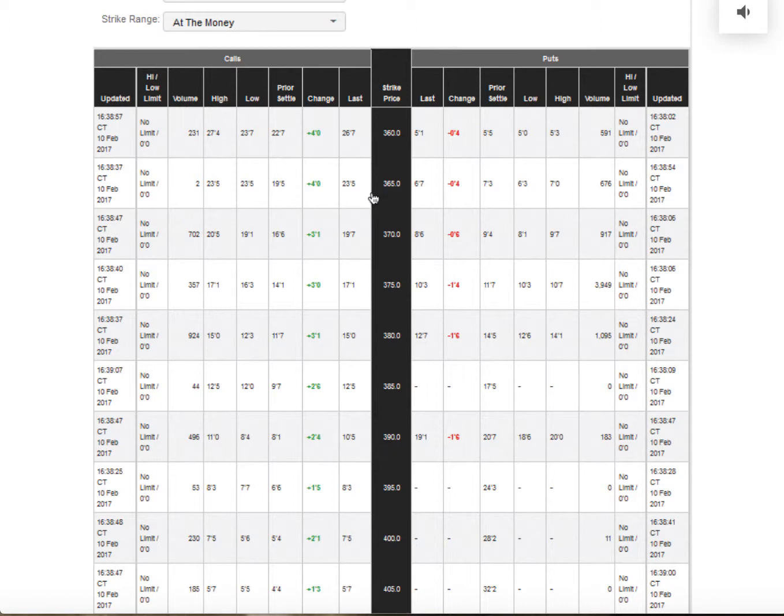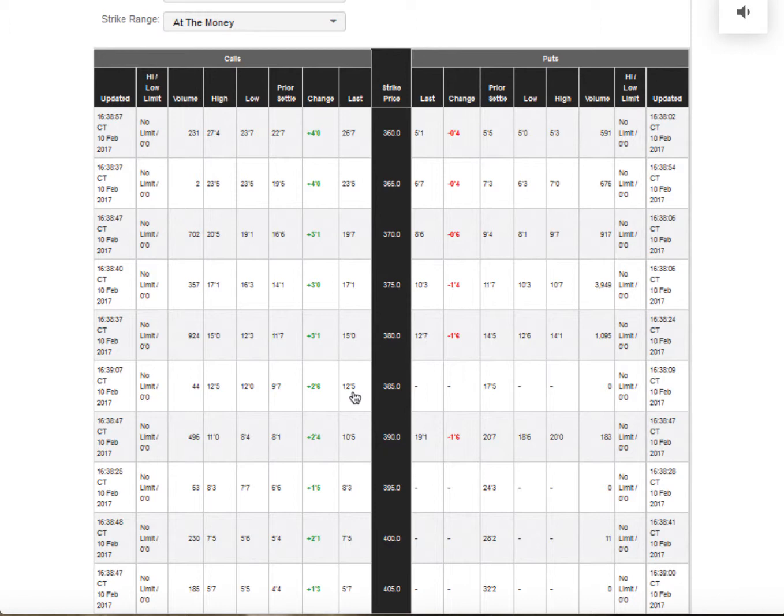The first thing we need to do is recognize that we want to buy a call option, so we're going to be on the left side of the screen. We need to find the strike price that is $3.85. So right here we have $3.85. Now, if we look at the last column under the call side, we see 12,5, right? What does that mean?